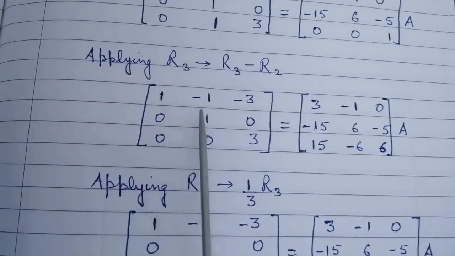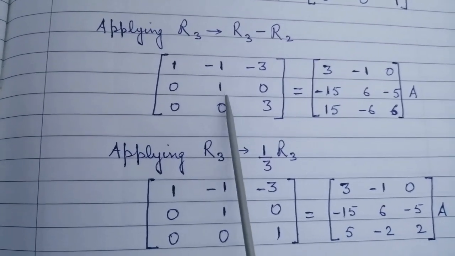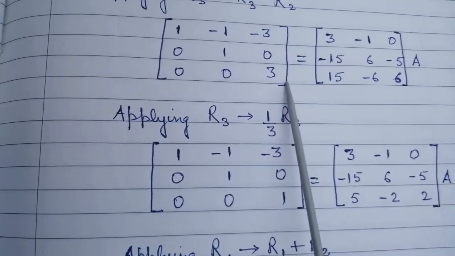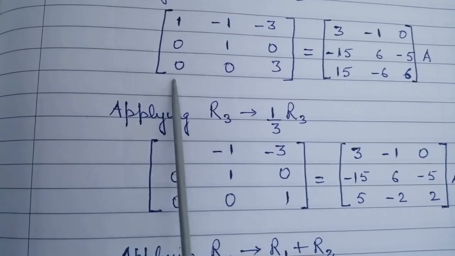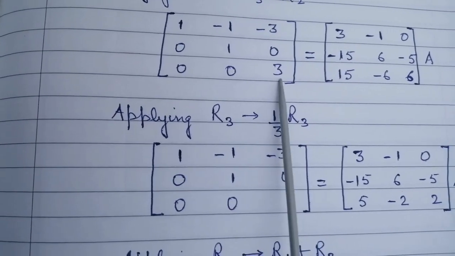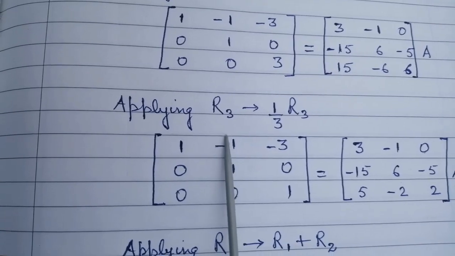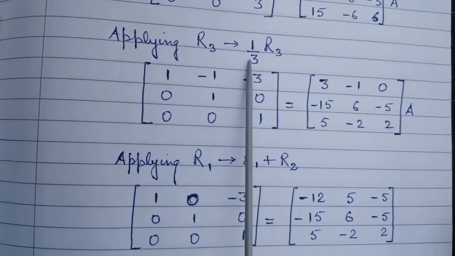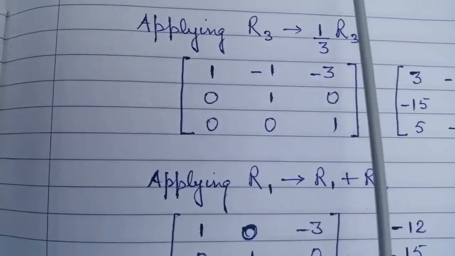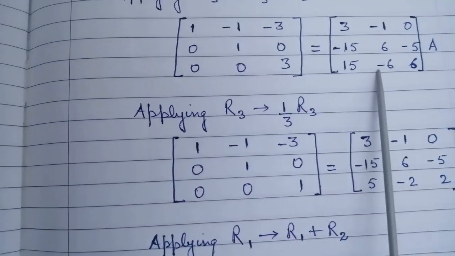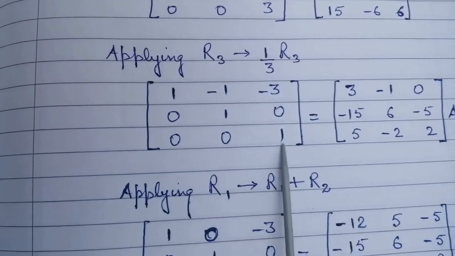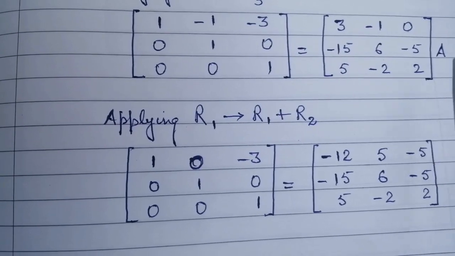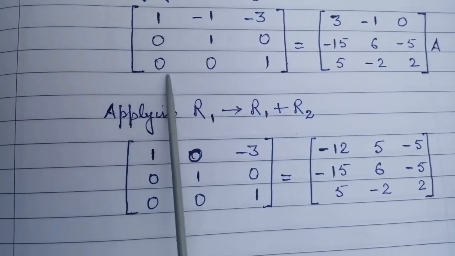Okay, so we have got 1 2 3 4 5. Now here this is 3, so I need 1 here, right? So for that, divide this whole row R3 by 3. So applying on R3, we are applying 1 over 3 R3. Divide all the elements of the third row by 3, for this matrix as well as this matrix. So we get 0 0 1, and here we get 5, minus 2 and 2. Fine. So 1 2 3 4 5 6.